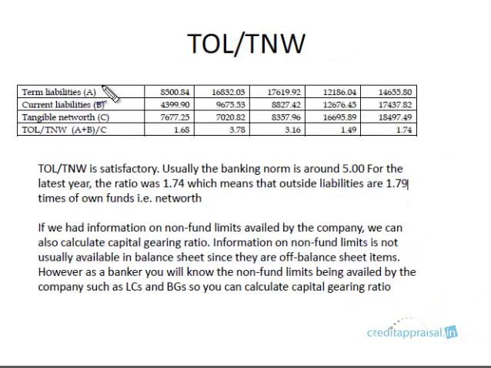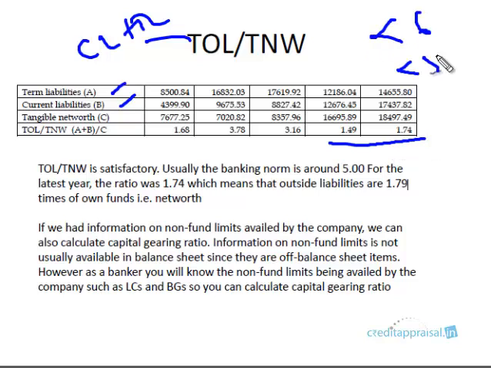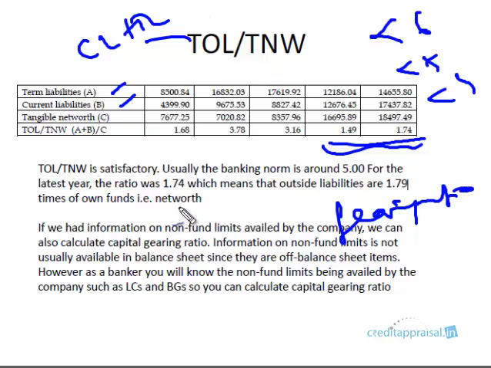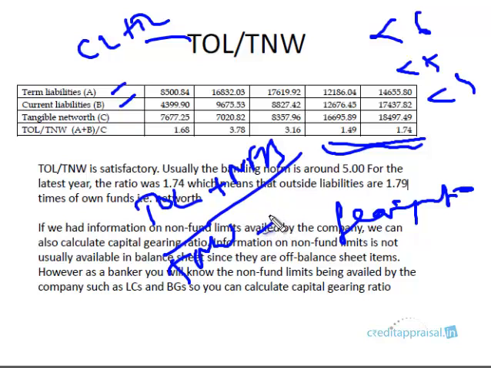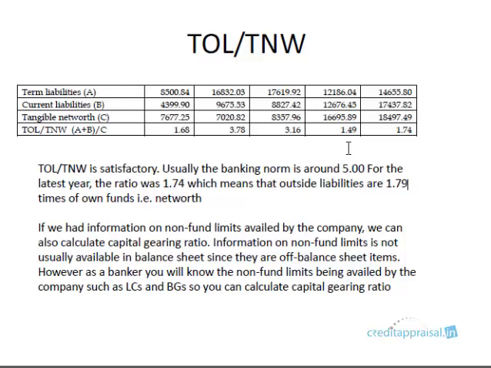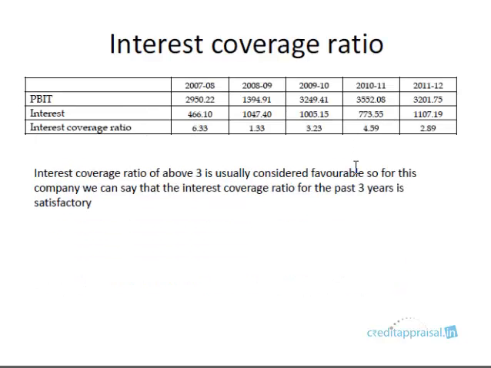Let us calculate TOL by TNW. So TOL means total outside liabilities, both current and term liabilities. So add term liabilities and current liabilities, you'll get this ratio. Normally bank norms vary. Sometimes they'll say it should be less than 6, less than 5, less than 4. Okay, this is less than 2, so it's okay. Now, if this company also has non-fund limits, you can calculate what is known as gearing ratio. This we discussed earlier. Gearing ratio is also similar to this formula, TOL by TNW, but you also add the non-fund limits, and from here you deduct the non-current investments. Okay, so if you have information on the non-fund limits, you can calculate the gearing ratio as well.